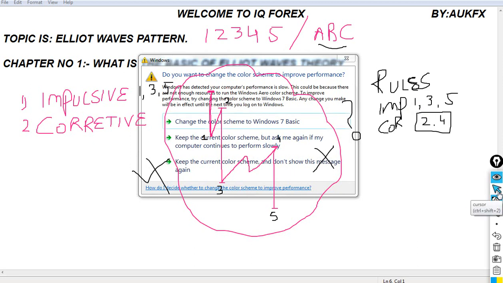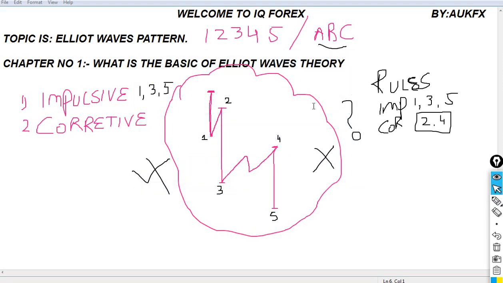Okay, now. In the corrective part we have A, B and C. So the impulsive waves have the names 1, 3, 5, and the correction waves have the names 2, 4 and also ABC. Now I will show you in this chart how to easily find where the ABC is.